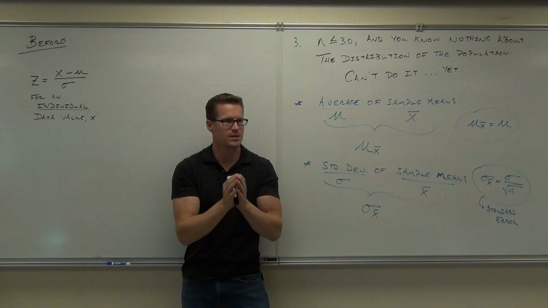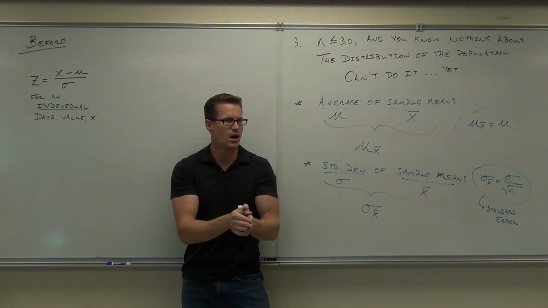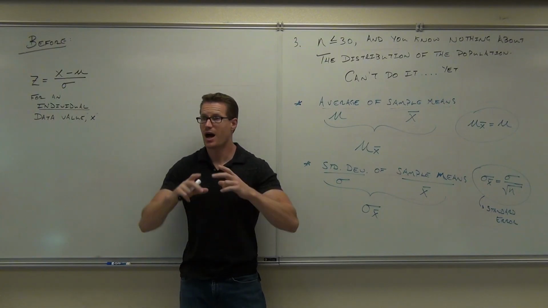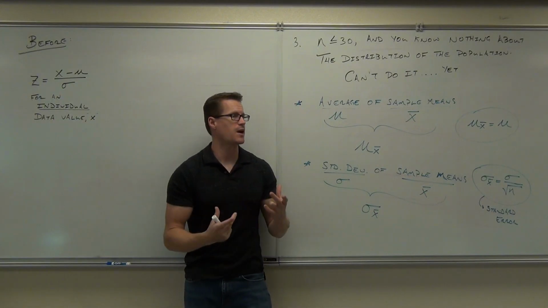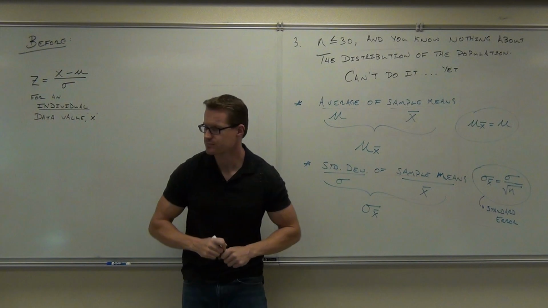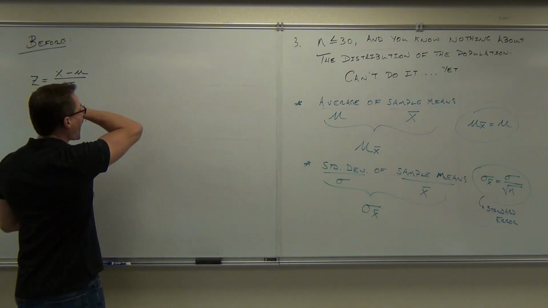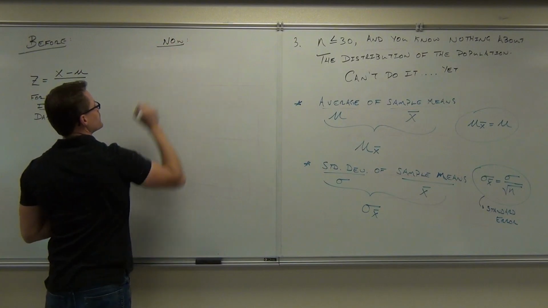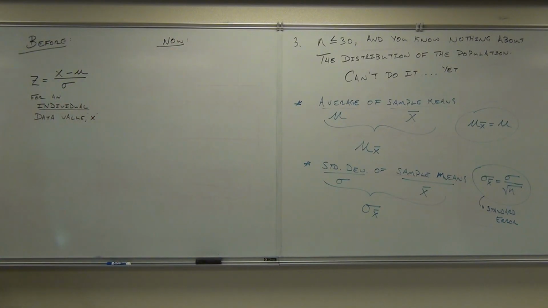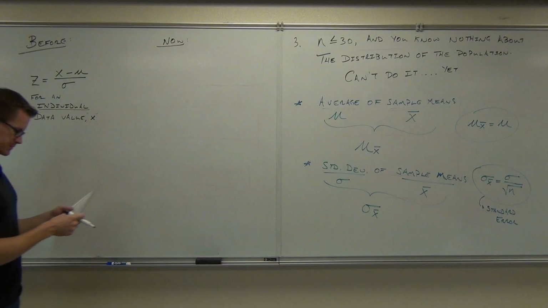Now we're going to make a jump and say, hey, we don't just have one value. I'm not just sampling one person out of my group. I'm taking a full sample size, right? In that full sample size, I'm going to find the average and the standard deviation. Here's what the jump lets us do. What all this theory boils down to pretty much.